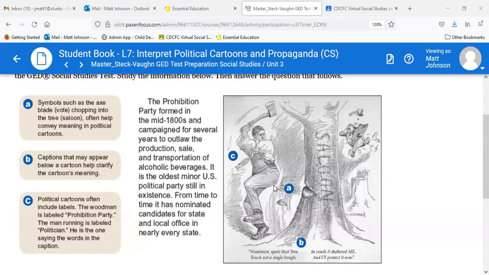And the man running is labeled politician. And it's kind of hard to see back there, but right here on his hat, it says politician. And that helps you discern the actors in the cartoon. And he's the one that's saying, hey, woodman, don't cut down that tree. So it's basically saying that the politician is not necessarily behind the idea of prohibition, and to some degree that they've been protecting saloons and the sale and production of alcohol.